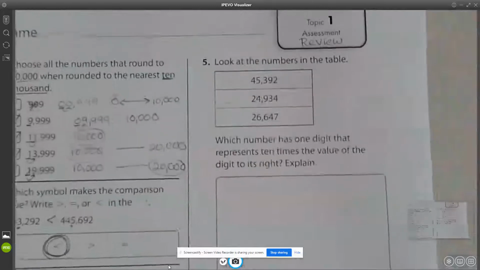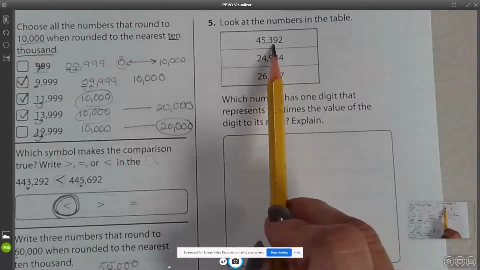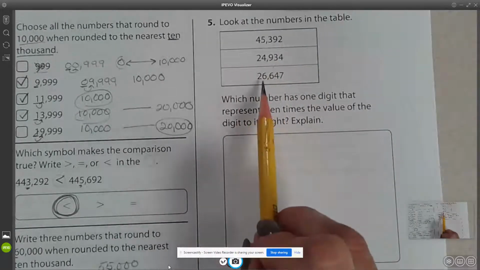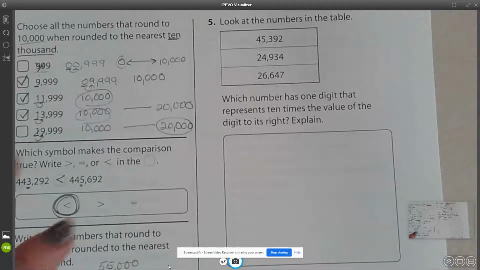Okay, number 5, look at the numbers in the table. We have 45,392, 24,934, and 26,647. Which number has one digit that represents 10 times the value of its digit to the right? So I know that my places are always 10 times more than the place before it.